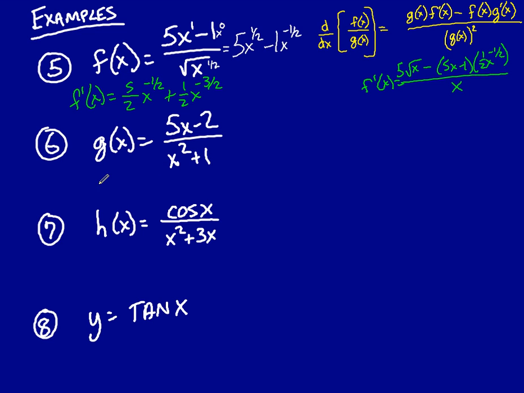All right, let's look at this one here. Nothing I can simplify here, so let's just go right into this quotient rule. So g prime of x here is going to be low d high, so x squared plus 1 times the derivative of the top, which is just 5, minus high d low. 5x minus 2 is high, d low would be 2x, all over low squared. x squared plus 1, that whole thing squared.